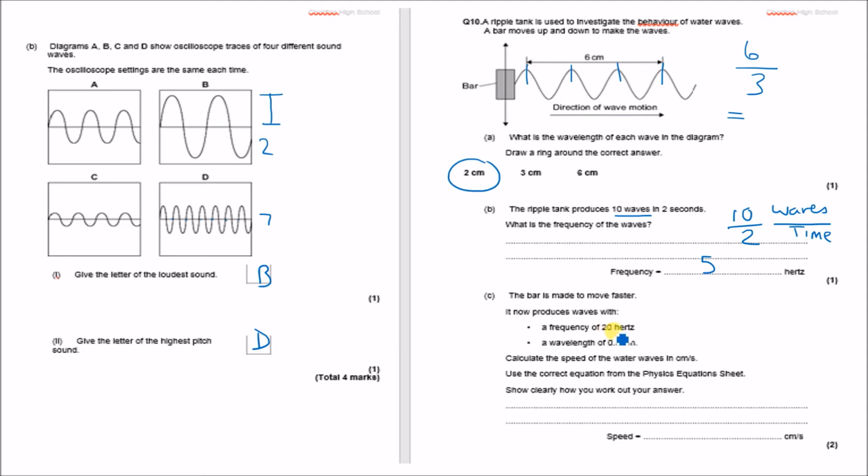Okay, the bar is made to move faster, and it produces waves with a frequency of 20 Hertz this time. So wave speed, which I'm just going to give a letter V, is equal to frequency times the wavelength. What is our frequency? It's 20. What is our wavelength? It's 0.5 centimeters. Now be careful, in this particular question the unit is in centimeters per second. But if that was in meters per second, we would have to convert this. In this question we don't have to do that. So what's 20 times 0.5? Well, that's equal to 10, and the unit is given.